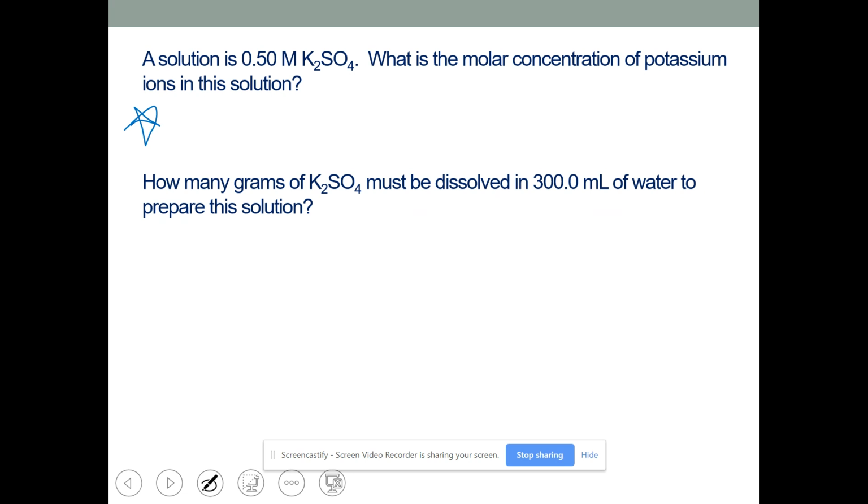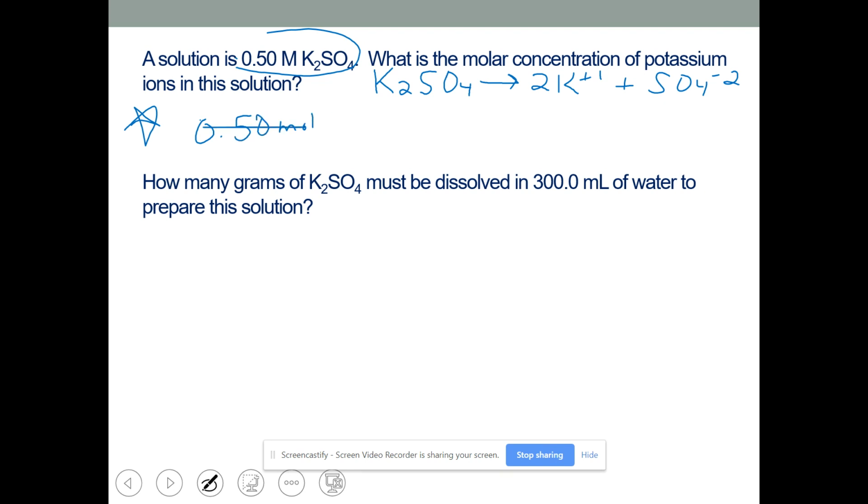I think this is one that we actually practiced earlier this week on the day that we learned the solubility rules. When this breaks apart, we get 2 potassium ions for every 1 sulfate ion. So we know if it's this concentration of the whole compound, 0.050, that means that it's that many moles.